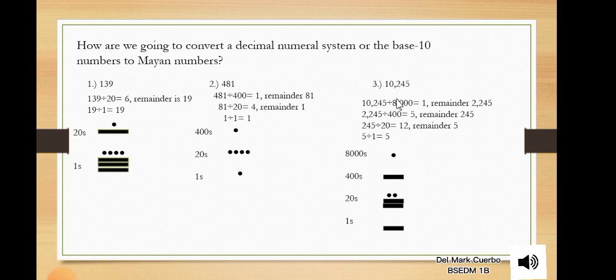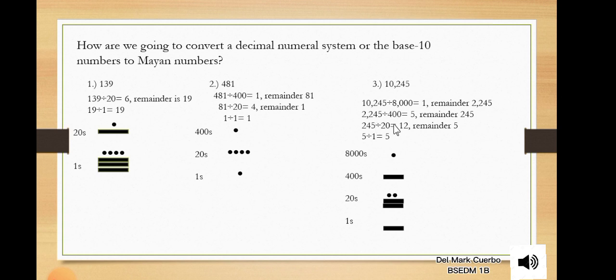So in 8,000's place, we have 1 dot. So we have here a dot in 8,000's place. So in 400's place, we have 5. So how are we going to write that in 400's place? So it is a bar, since a bar represents 5 in Mayan numerals.